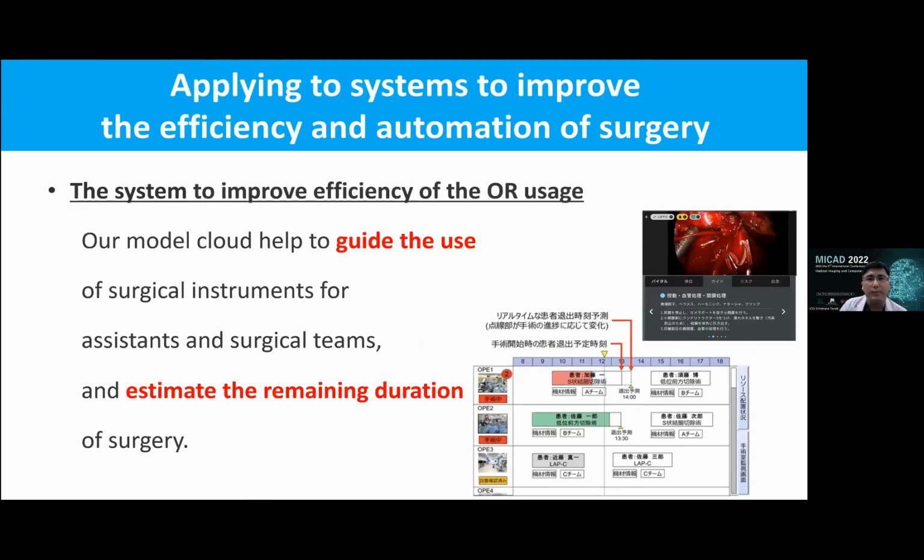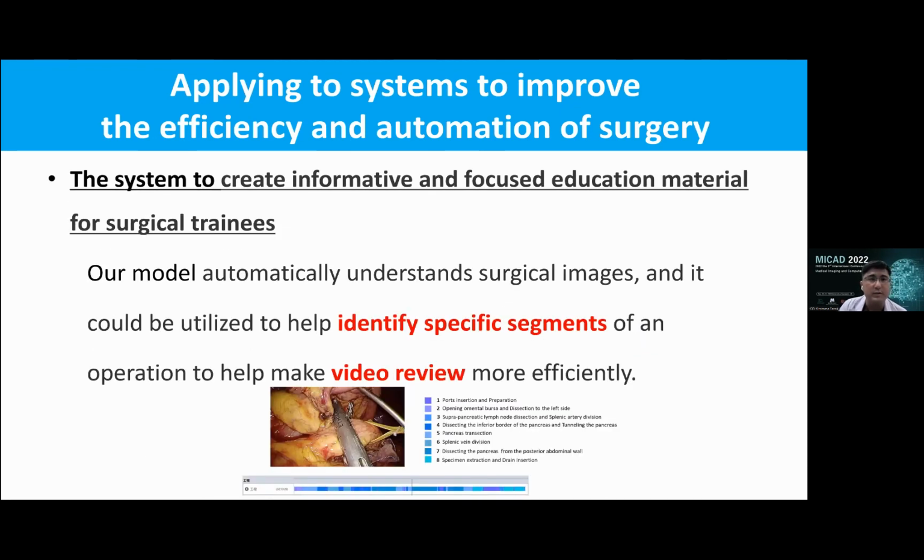This slide shows applying our model to systems to improve the efficiency and automation of surgery. Our model could help to guide the use of surgical instruments for assistants and surgical teams and estimate the remaining duration of surgery. And this slide shows a system of creating information and focused education material for trainees. Our model automatically understands surgical images, and it could be utilized to help identify specific segments of an operation to make video review more efficient.